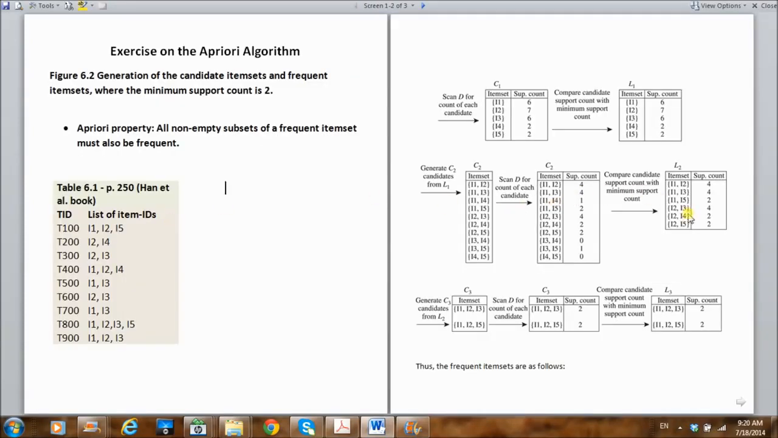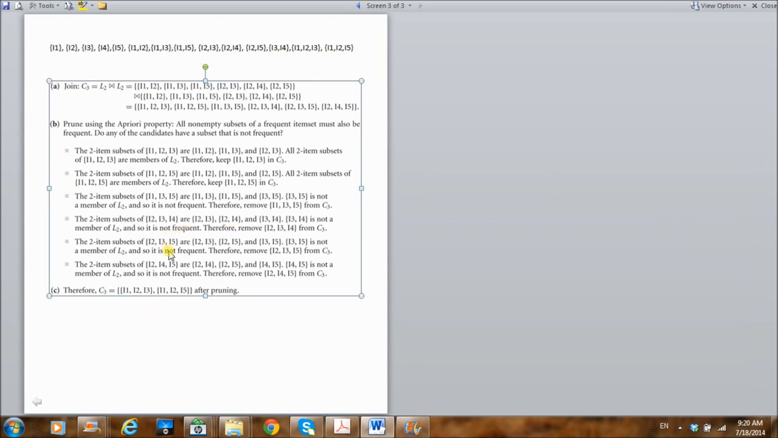Then we can also join {I2, I3} with {I2, I5}, and it's going to be {I2, I3, I5}. The subsets are {I2, I3}, {I2, I5}, and {I3, I5}. And {I3, I5} is not a member of L2. So again, this does not satisfy the Apriori property, so we do not include this in our candidate C3. We do the same thing for {I2, I4, I5}.